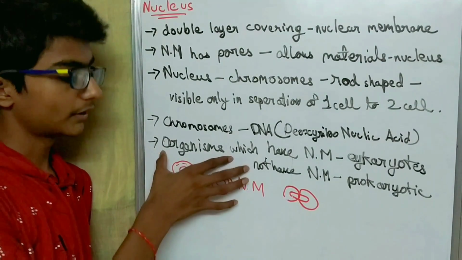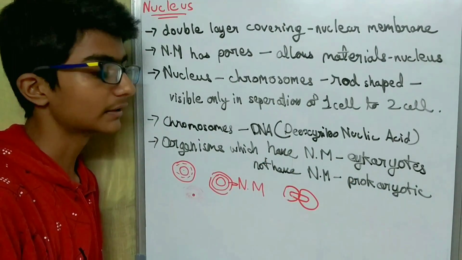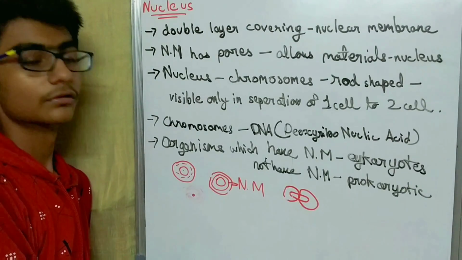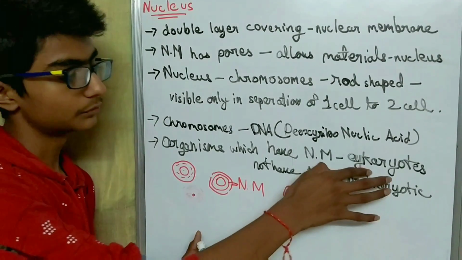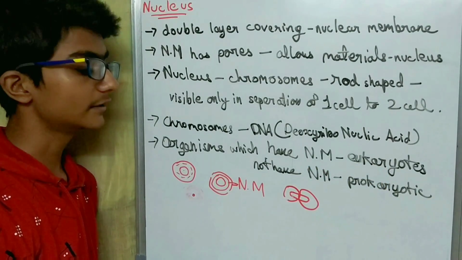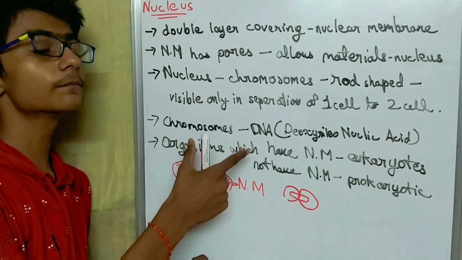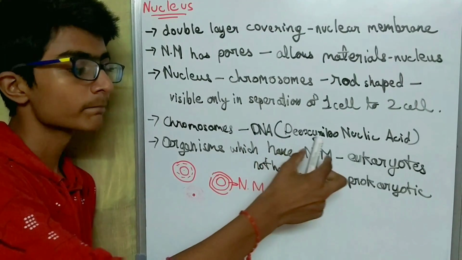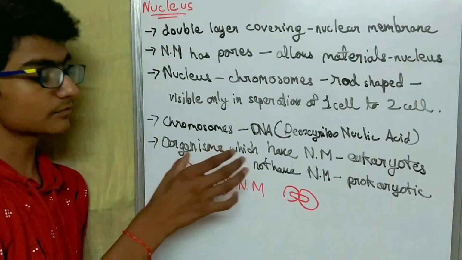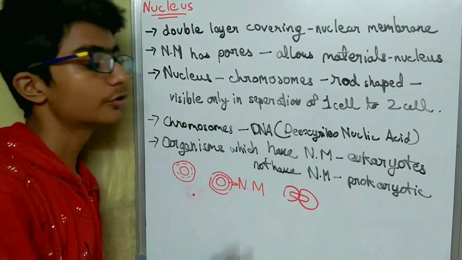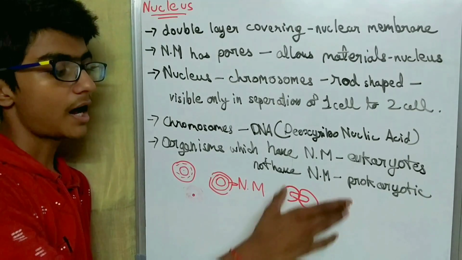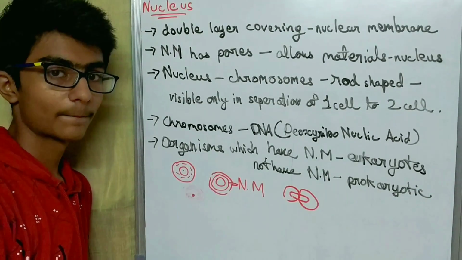So now organisms which have nuclear membrane are called eukaryotic cells. Eukaryotic cells. It's U, E is silent. Organisms which have nuclear membrane are called eukaryotic cells, and organisms which do not have nuclear membrane are called prokaryotic cells.